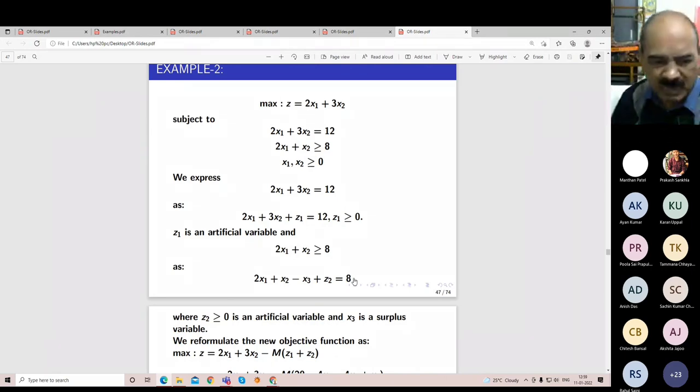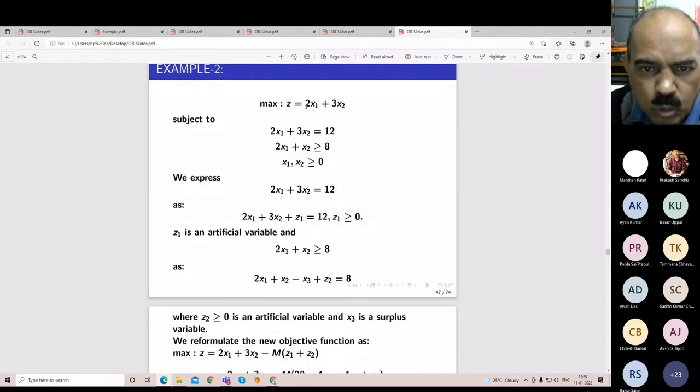Now how many artificial variables are there? z1 is an artificial variable, I am naming, and z2 is another artificial variable. There are 2 artificial variables, artificially added, and their value has to be 0. Now we have the objective function, which is 2x1 plus 3x2. Now we are formulating a new objective function in this manner.